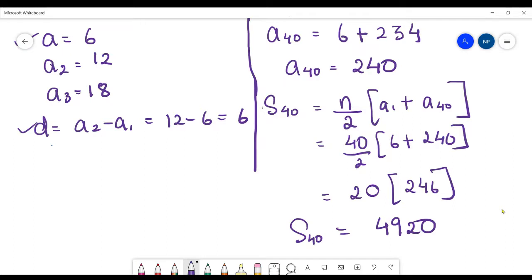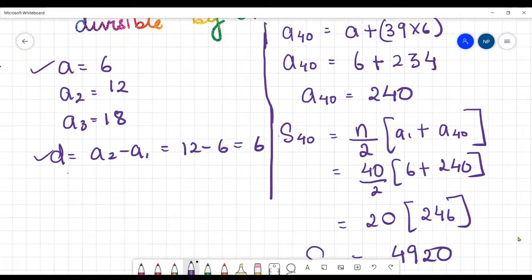Copy down question number 13. Sorry, question number 12. Oh, sorry, this was question number 12 only. Copy down question number 13.